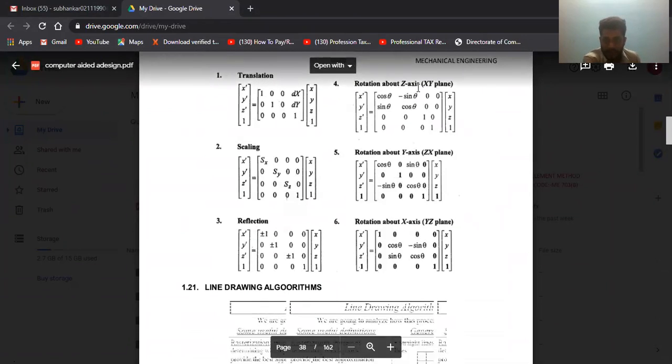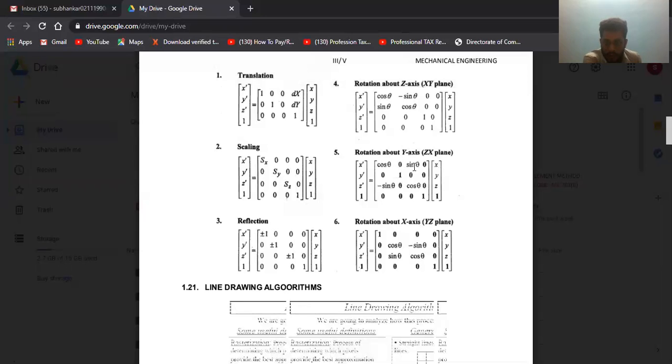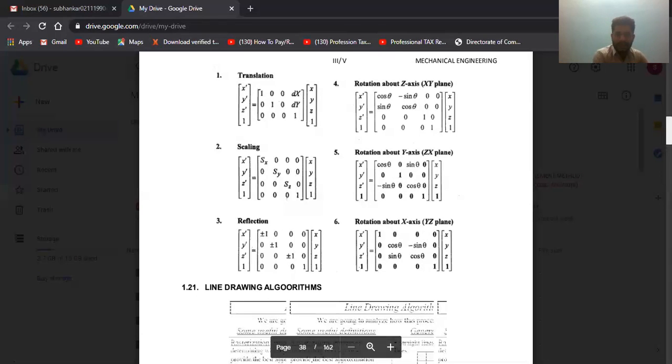This is the rotation matrix about the z-axis. See, cos theta, minus sin theta, 0, sin theta, cos theta, 0, 0, 0, 1, then 0, 0, 0, 1. About the y-axis it will be cos theta, 0, sin theta, 0, 0, 1, 0, 0, minus sin theta, 0, cos theta, 0, 0, 0, 0, 1. And for the x-axis: 1, 0, 0, 0, 0, cos, minus sin, 0, 0, sin, cos, 0, 0, 0, 0, 1. If you see, it is very easy to remember.